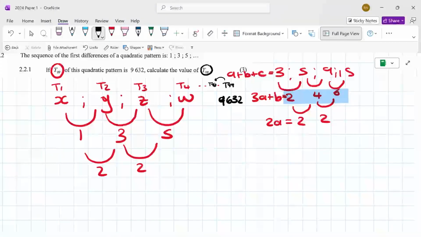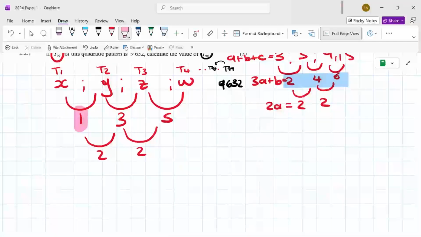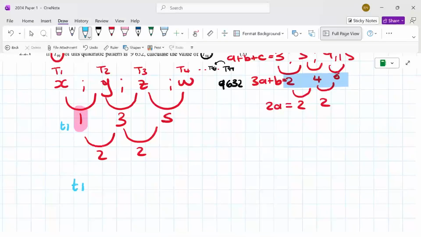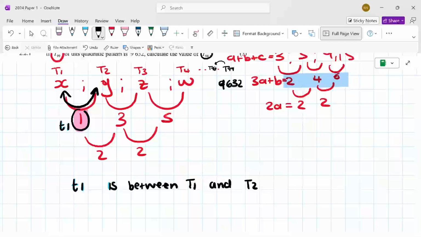We don't even know the first few numbers of that quadratic pattern, the first row of it. But we know a good relationship between the values in our second row and the values in our first row. So if I look at this one, I'm going to call it small t1, right? Let's say this is small t1. Small t1 is between T1 and T2, can you see that?